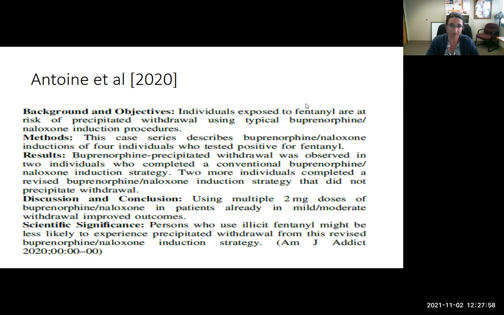This is a case study from Antoine et al. from 2020 that looked at 4 individuals who tested positive for fentanyl, and compared patients who were started on the more traditional conventional buprenorphine induction versus 2 with the microdose induction using multiple 2 milligram doses. And they found that patients were less likely to experience precipitated withdrawal from this microdose revised approach.